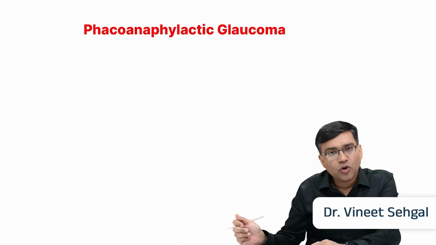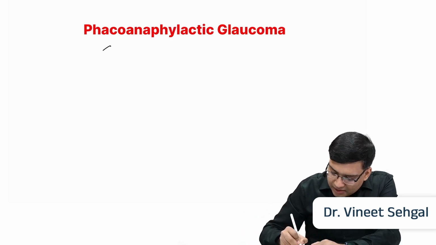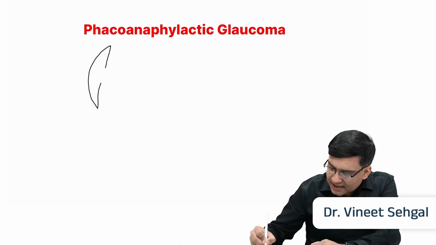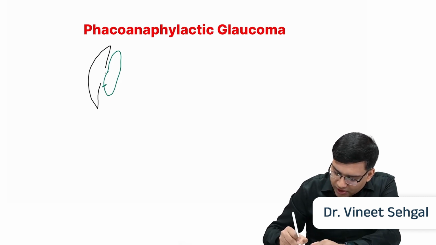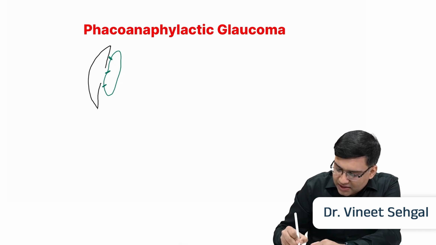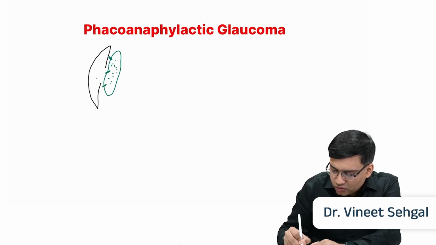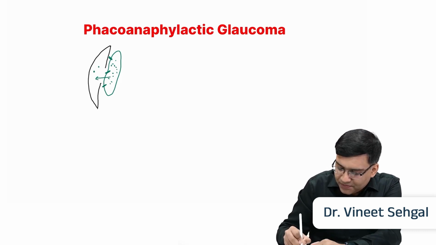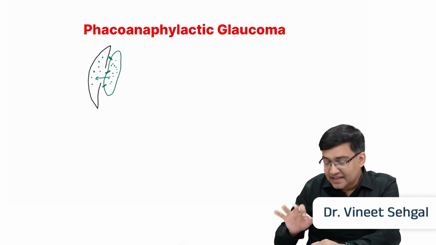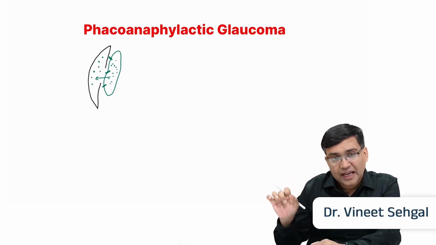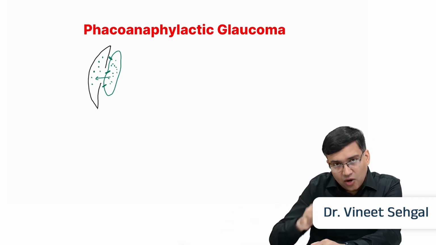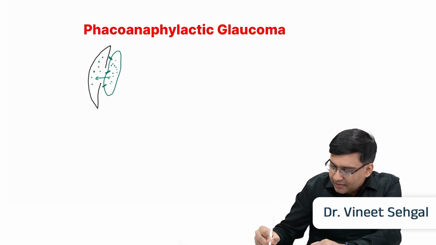So first of all, phacoanaphylactic glaucoma. Let's say what has happened is because of some blunt trauma or injury to the eye, the sequestered antigens which are there in the lens, they are now in the anterior chamber. Now remember, I told you when we were discussing the lens that lens contains sequestered antigens which are bounded by the capsule.